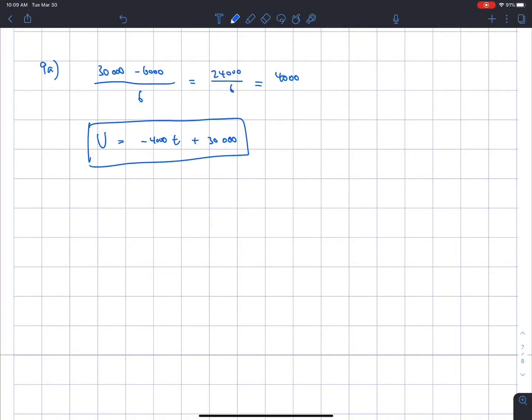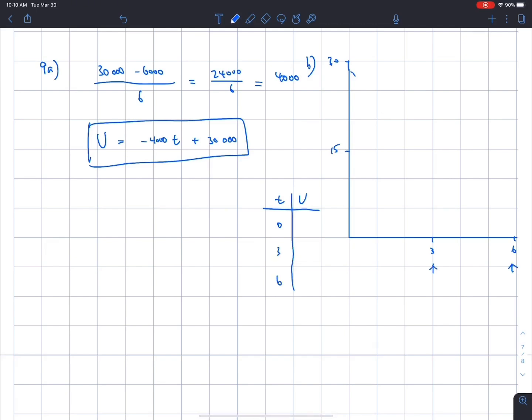And then B. Again, just need to make a simple table. I'll just do it here. Again, I'm just going to do it mentally. This is x, t and p. So 0, 15, and 0, 3, and 6. Right, these are the values that I can see on the graph.